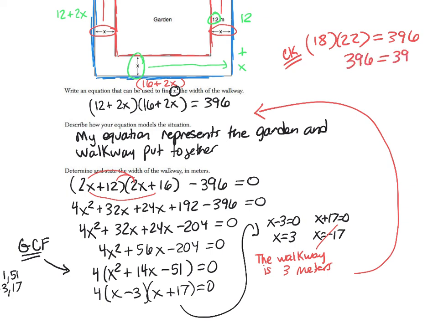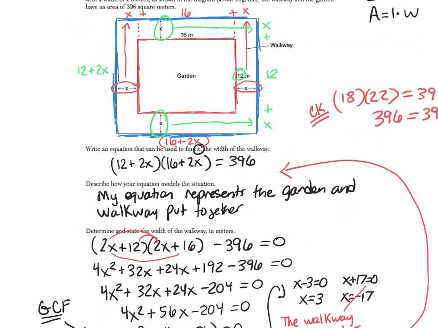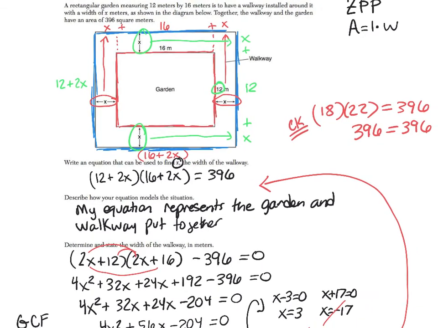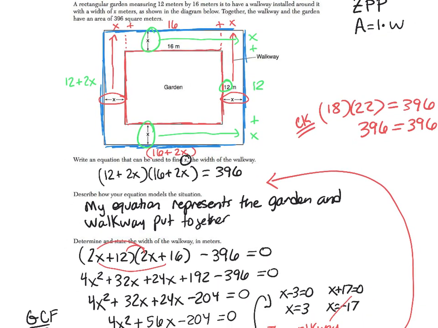Does your answer make sense? Walkway is 3 meters. Well, a meter is about 3 feet, so you've got a 9-foot walkway. It's pretty wide. It's a pretty big garden, but I think that does make sense. I think if it was a personal garden, it might be a little bit wide, but maybe this is a public garden. So that is using the zero product property.